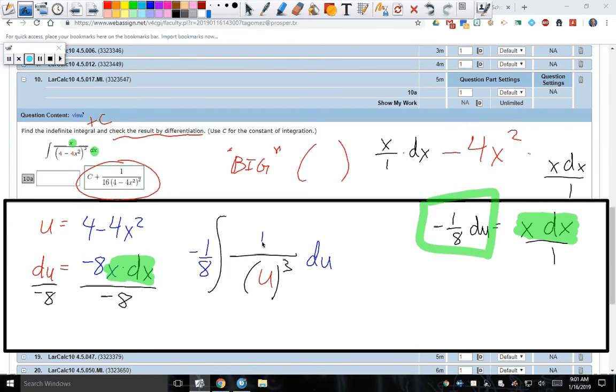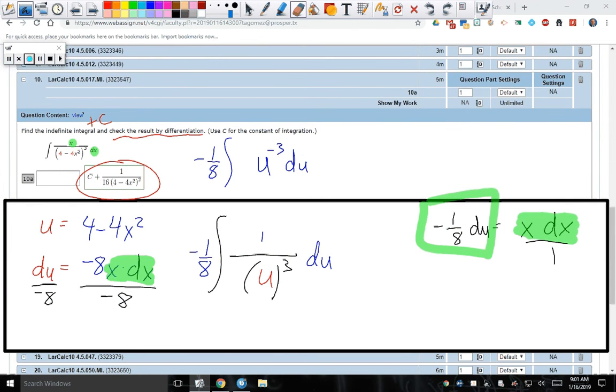Should I integrate now or try rewriting before I integrate? Rewriting. Why? Because there's one term in the numerator and it's a constant. So I'm going to rewrite this as, let me go ahead and do it here, negative 1/8 integrating u to the negative 3rd du. Now I'm ready to integrate. Okay? And once you've integrated, remember, these two pieces here, the summation and the du, they'll disappear once you've integrated.